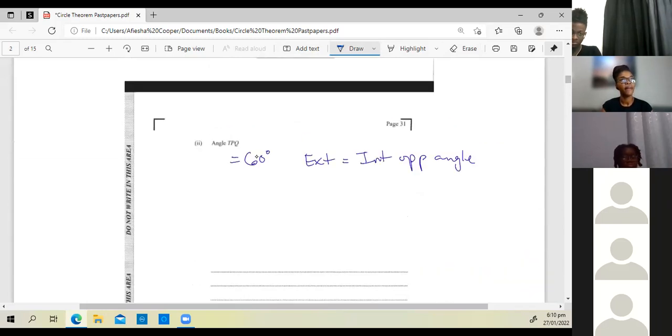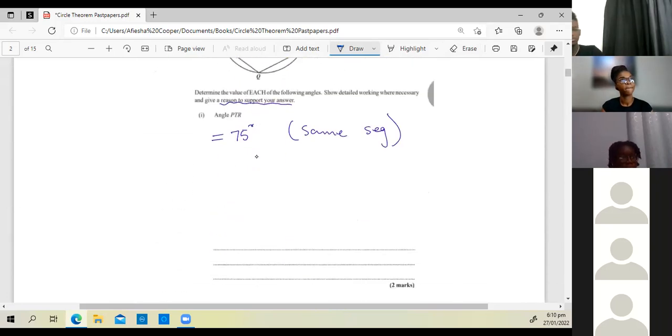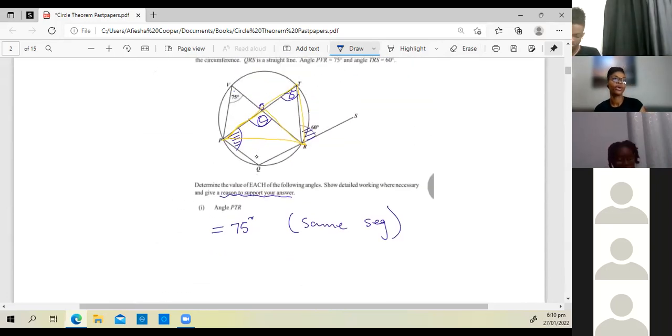Any questions there? This was beautiful. We could also see that what is PQRV? What is that? A cyclic quadrilateral. And what is PTRQ? Another cyclic quadrilateral. So we had 2 cyclic quadrilaterals, so we could have.